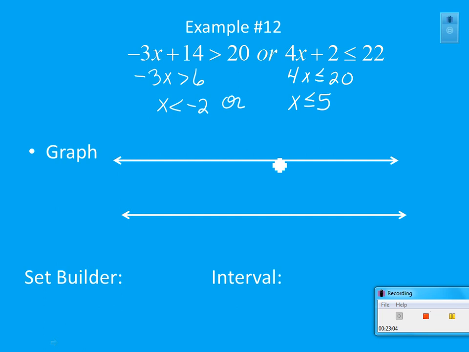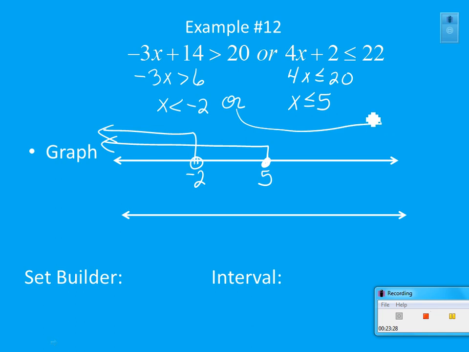So let's look what the graph looks like. There's a 5. There's a negative 2. Closed dot on the 5 and to the left. Open dot on the negative 2 and everything to the left. Hey, notice that they're going the same way. And it's an OR statement. Whenever this happens, take the graph that looks like it contains the most numbers. Well, it looks like 5 contains the most numbers.